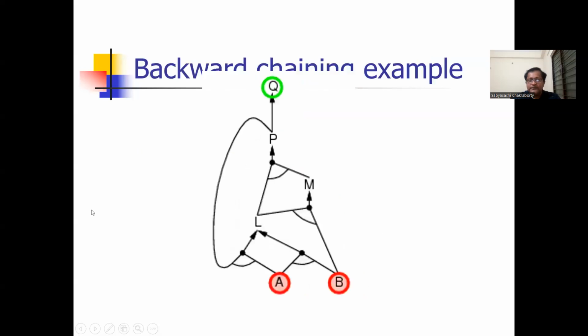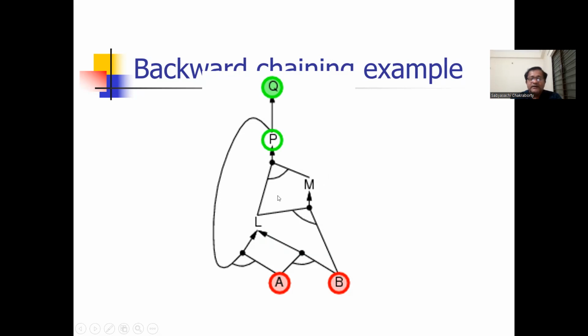So how does it come? See here, it's starting from Q. As Q is true, then P must be true because P implies Q. For Q to be true, P has to be true. And for P to be true, L and M both have to be true because L intersection M implies Q. So for P to be true, these left-hand literals have to be true.